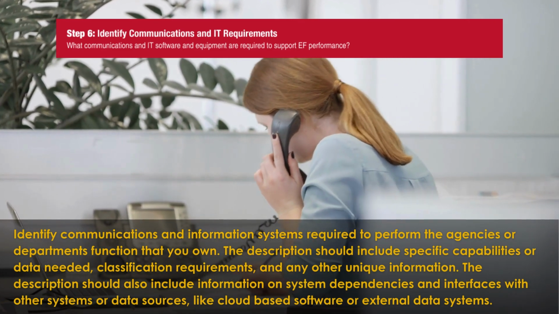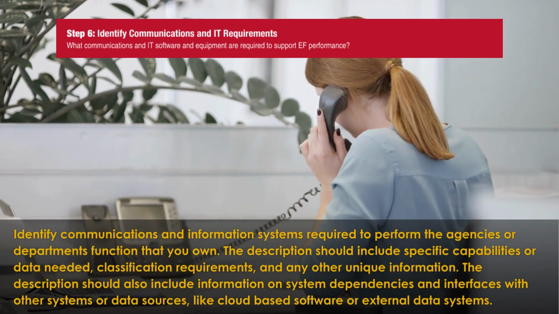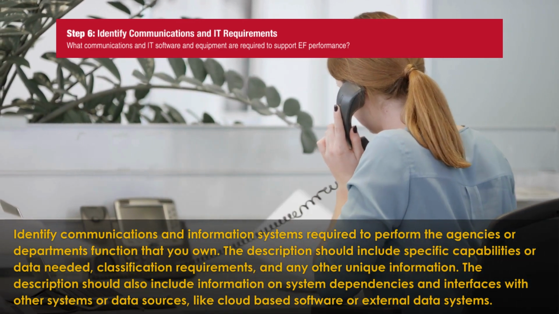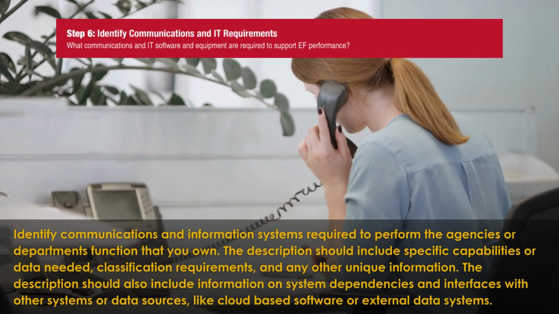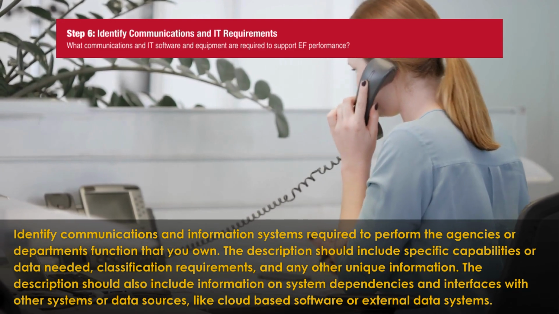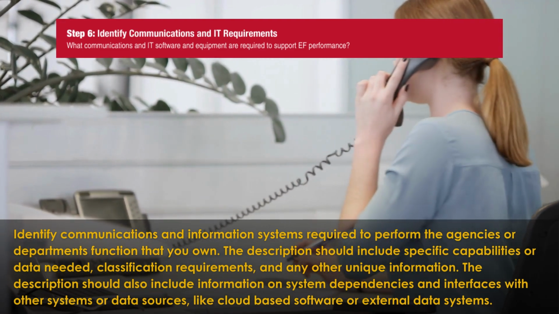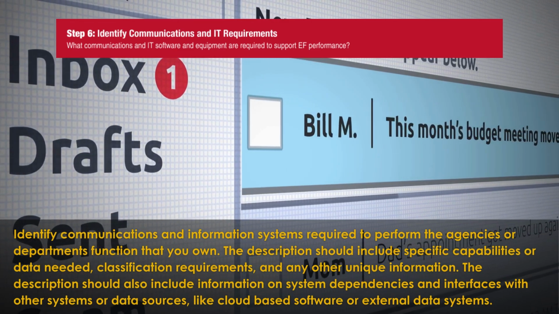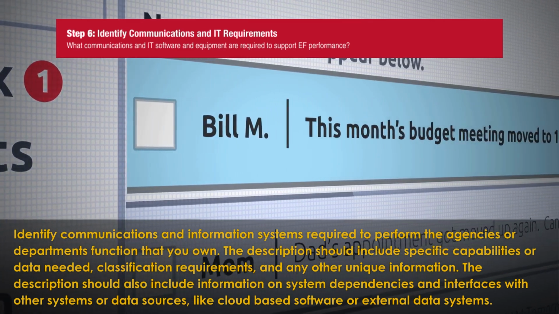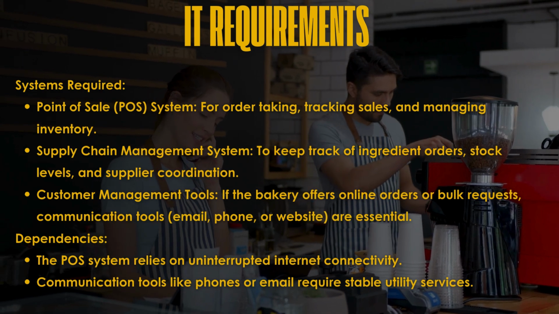In this step, we identify communications and information systems required to perform the agency's or department's function that you own. The description should include specific capabilities or data needed, classification requirements, and any other unique information. The description should also include information on system dependencies and interfaces with other systems or data sources, like cloud-based software or external data systems. The bakery has identified its IT requirements.